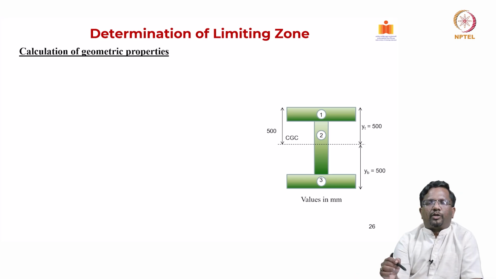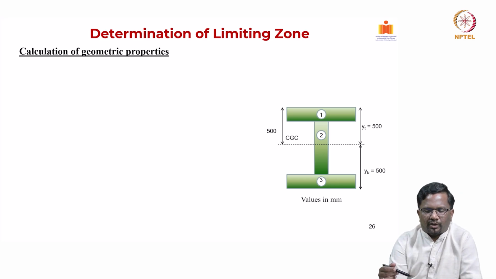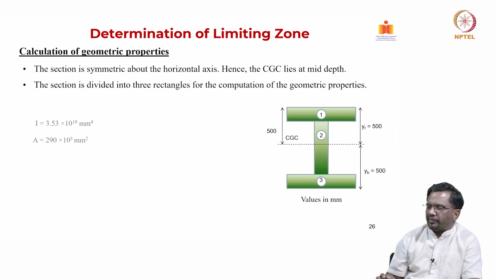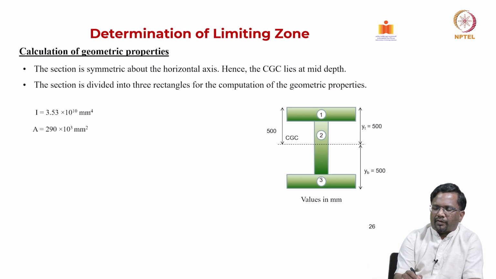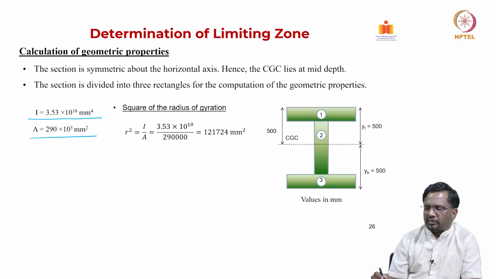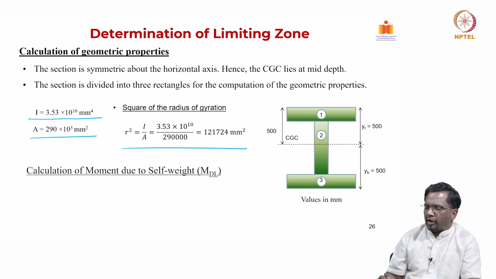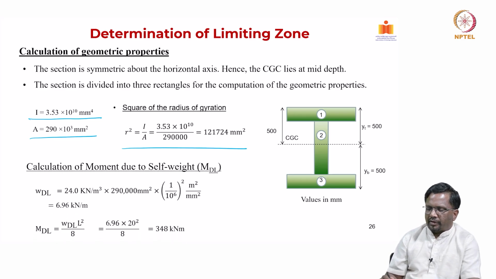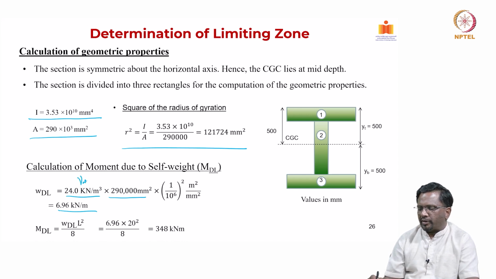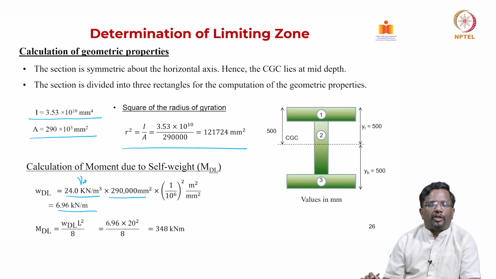Again, calculations of geometric properties, we have already discussed how to do that. It is a symmetric section, so the section is divided into 3 rectangles and we got this moment of inertia from previous examples, and the radius of gyration is this. The self weight is the unit weight gamma w multiplied by the section area, and you multiply by 10 to the power of minus 12, which will give 6.96 kilonewton per meter.